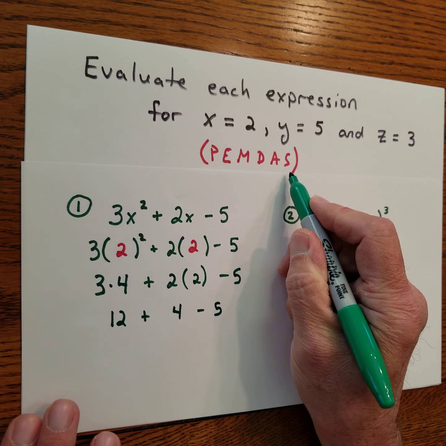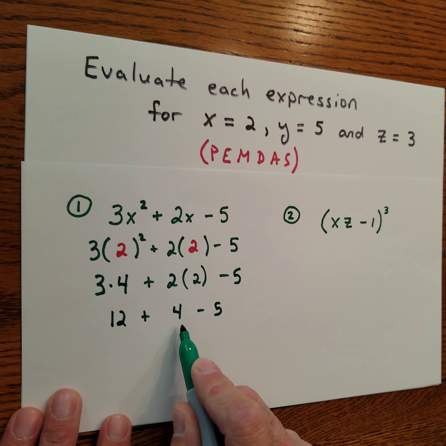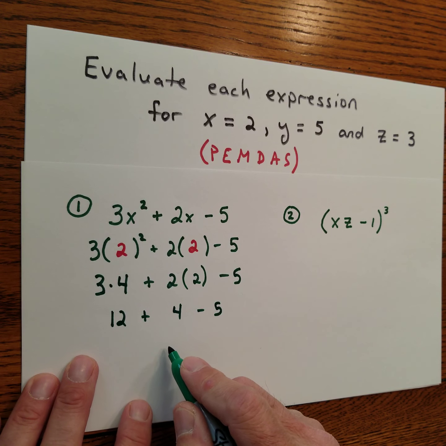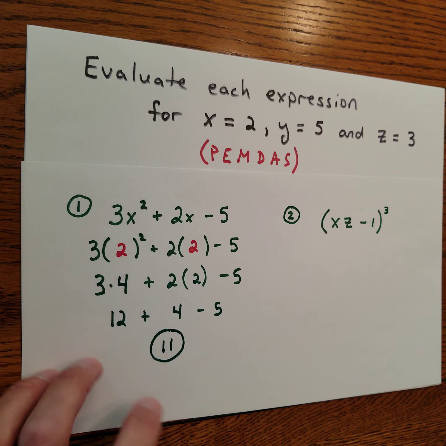Now add and subtract. Go left to right. 12 plus 4 is 16. And 16 minus 5 is 11. Circle that answer. That looks great. Here comes number 2.